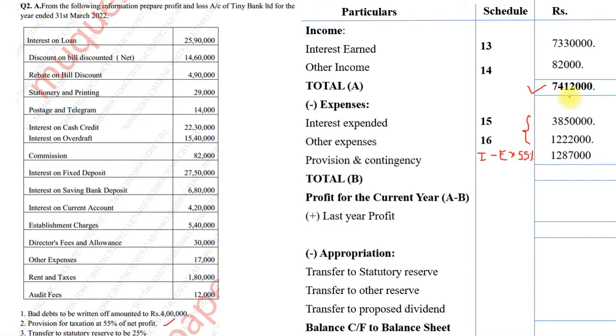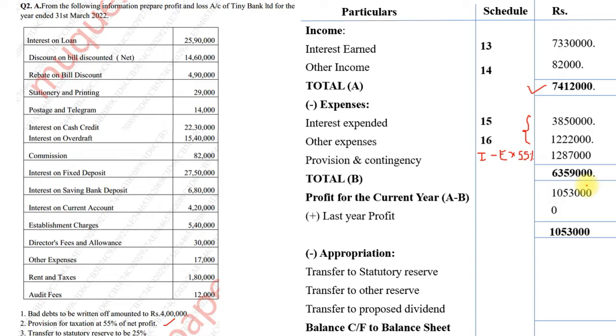Chalo. Now we have all our items. We total up, we get the total expense as 63 lakh 59,000. You subtract expense from income, and we will get a net profit of 10 lakh 53,000. There was no last year's profit given, so total profit is 10 lakh 53,000.